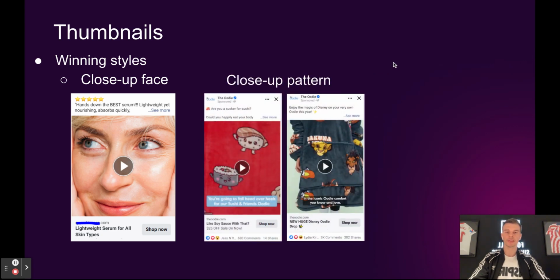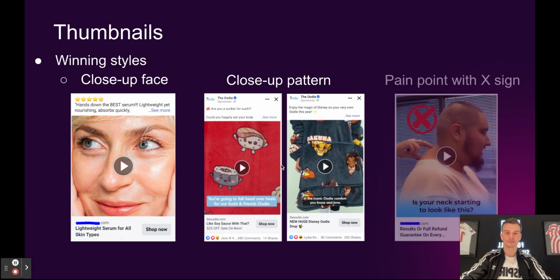The other example is a close-up of a pattern of a product. In this sushi case, you cannot even see what the product is. You just see the pattern. For some reason, this thumbnail style won every single time. I started using it for all of my different products, and I found out that when you have a product in hands, for some reason it works amazingly well.